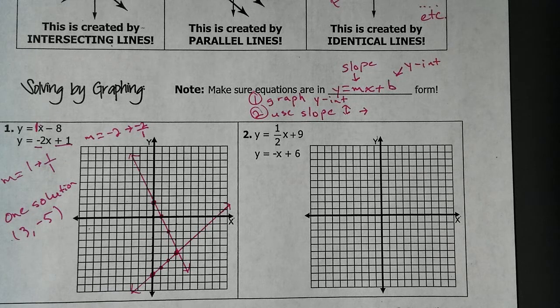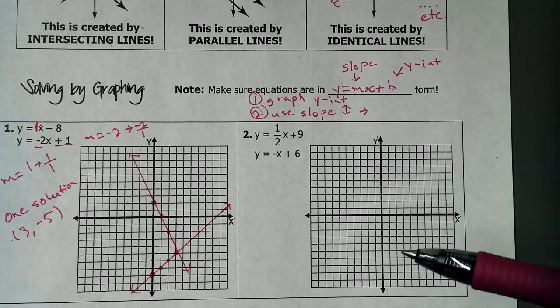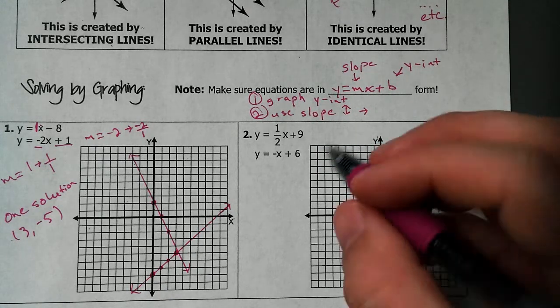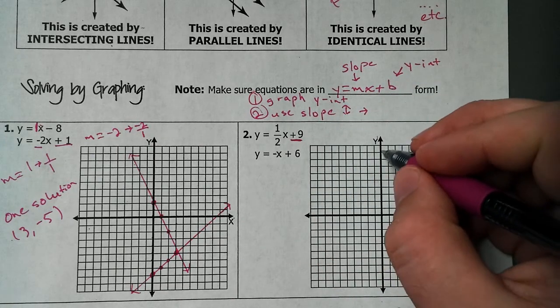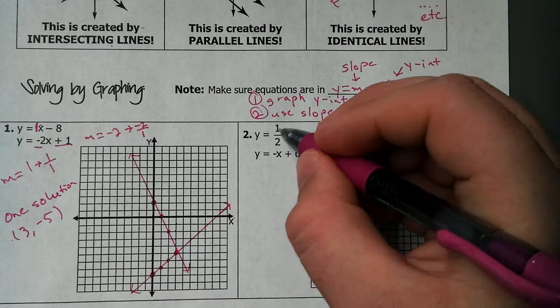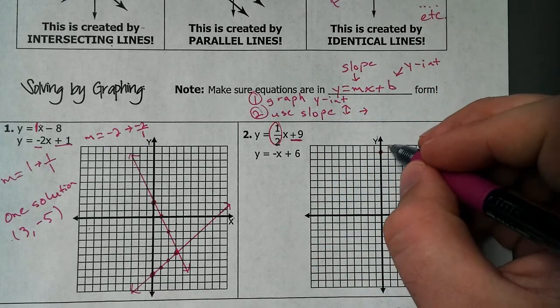All right, let's look at our next example. We've got y equals 1/2 x plus 9 and y equals negative x plus 6. So, this first one, y-intercept, is at positive 9. 9, boom. Slope is 1/2, so it's up 1 over 2.